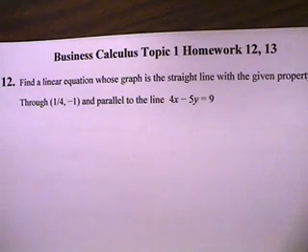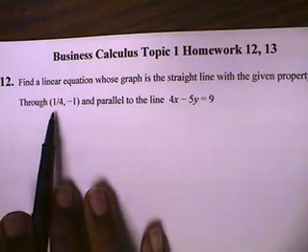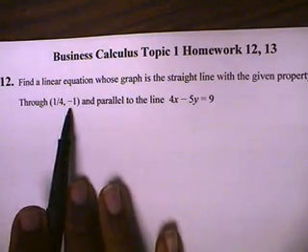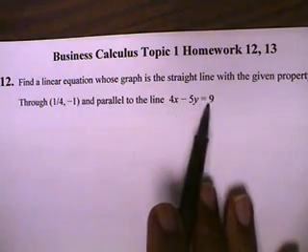Business Calculus, Topic 1, Homework Problems 12 and 13. Number 12, find a linear equation whose graph is a straight line with a given property, that it goes through the point (1/4, -1) and is parallel to this line, 4x minus 5y equals 9.